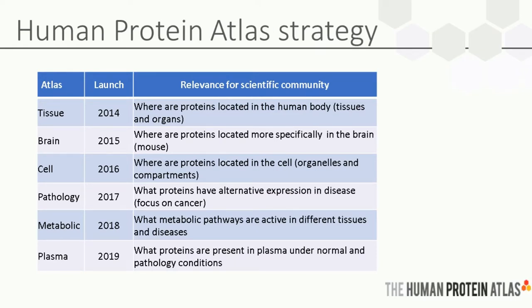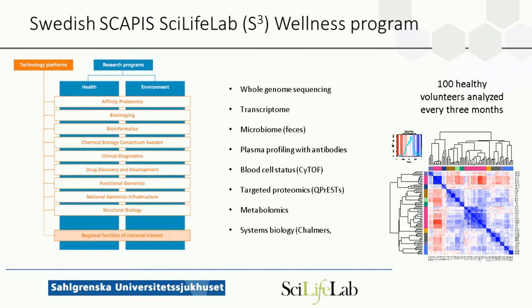Back in 2014 we launched the Tissue Atlas. We then moved on and launched the Brain Atlas in 2015. At the end of 2016, we launched the Cell Atlas that you will hear about very soon. Later this year, we hope to launch a Pathology Atlas to look at the proteins which have alternative expression in cancer, and then next year move to a metabolic atlas, and finally in 2019 hopefully release a plasma atlas, in order to describe the human proteins in different tissues and different contexts in the human body.